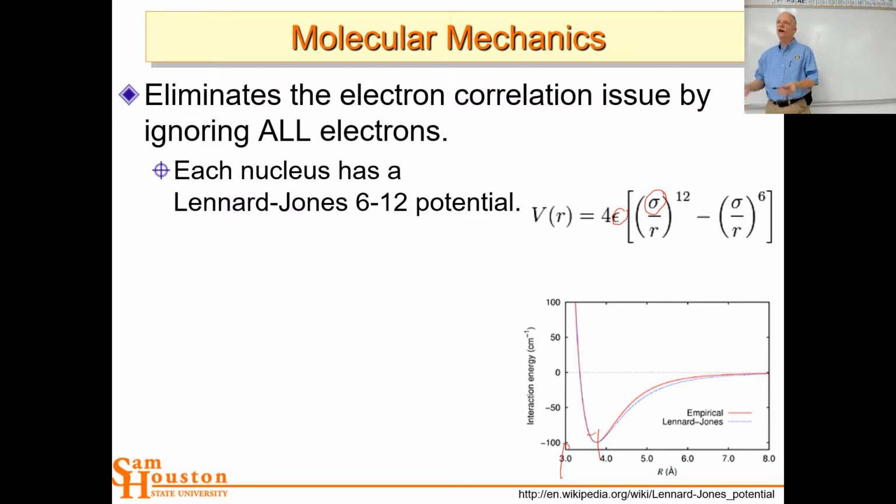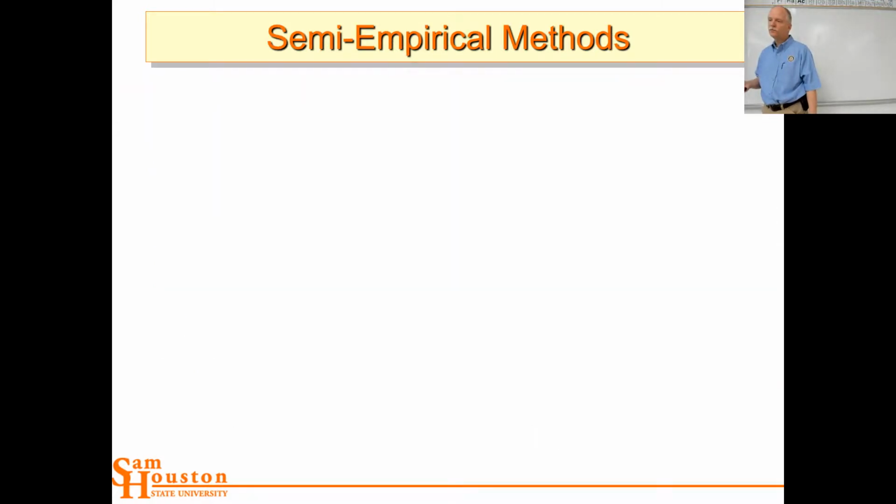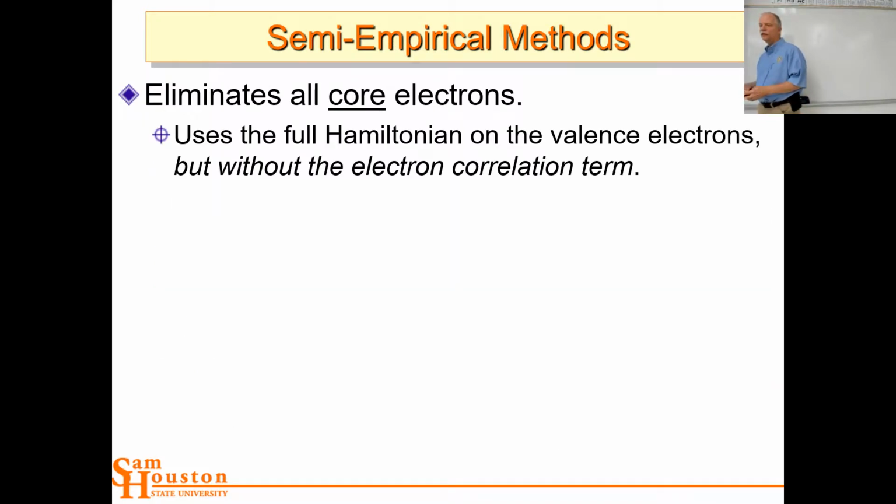And it's very fast because you're just looping through really two loops, two distance measurements. You're not dealing with any electrons or really any wave functions. So this is the fastest. We can do proteins, full up proteins with this method. So if you've got a ton of atoms, this is the method that you want to use. So for polymers, DNA, proteins, etc. Some of the examples in Gaussian are the Amber force field or the universal force field, UFF, and that's the one I use.